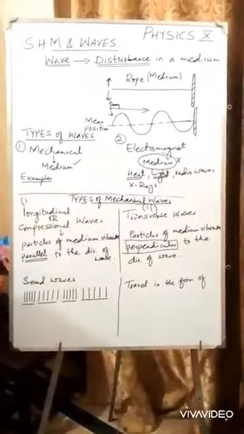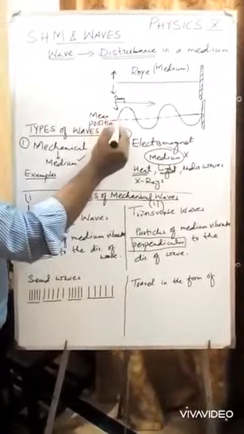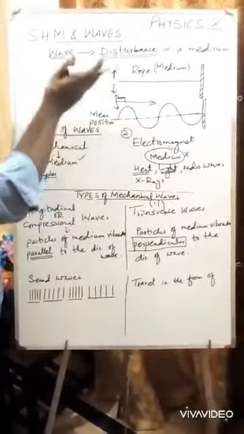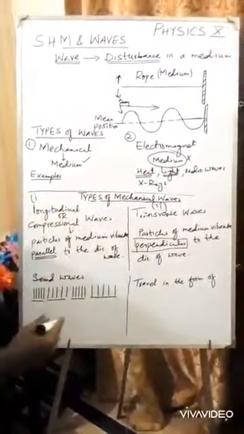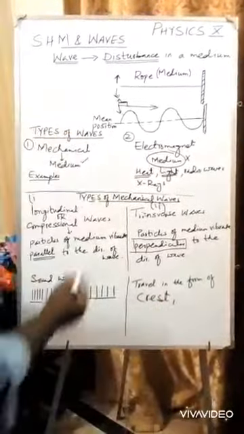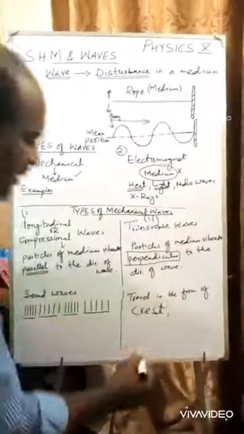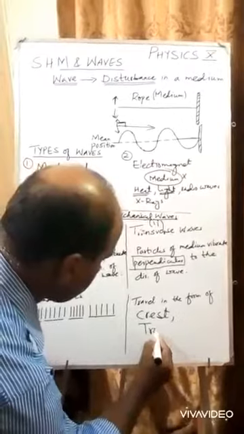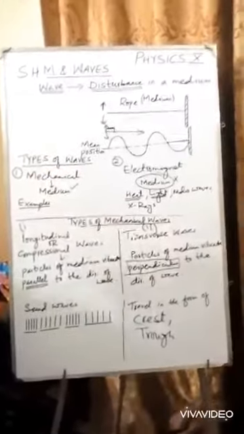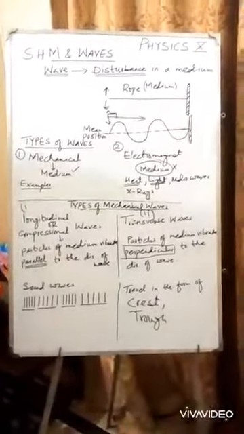These are transverse waves. Now remember this portion, this is the mean position. All the particles which are above the mean position, we call them crests. And all the particles which are below this mean position, we call them troughs. So remember, transverse waves travel in the form of crests and troughs.